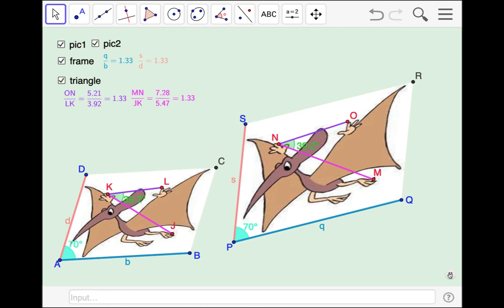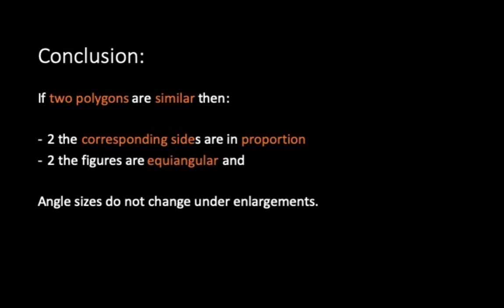Okay, now what we can conclude from what we have understood and discussed: if two shapes are similar, the corresponding sides are in proportion and the corresponding angles are also equal. The important thing to note here is that angle sizes do not change under enlargements. It's only the proportion of the sides that changes. Okay, I hope you are clear with this idea.